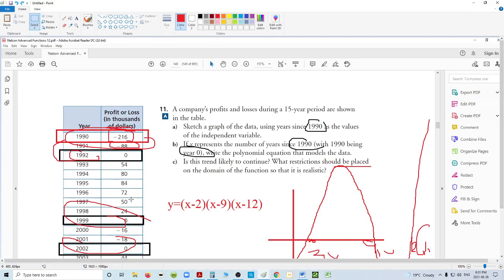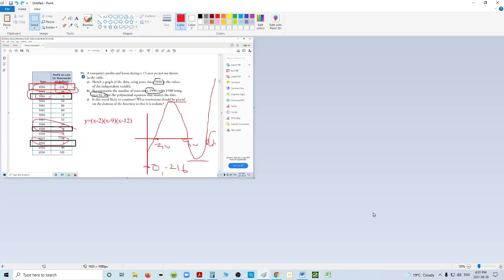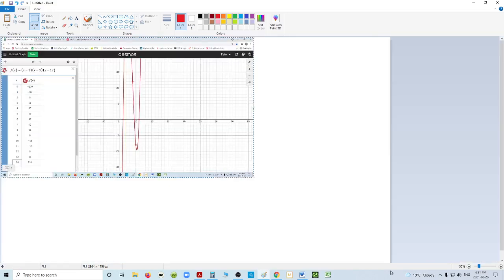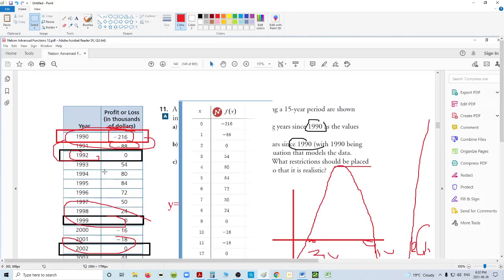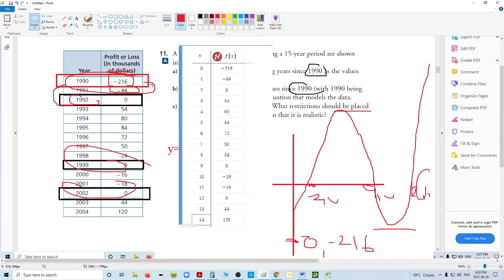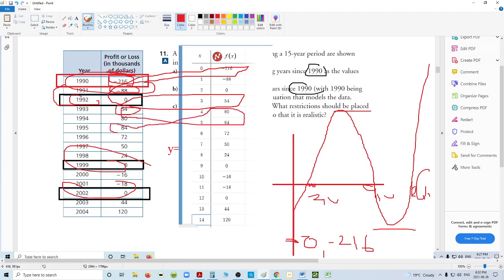I don't know why it won't let me. I think because I don't have enough room, so I'll just try to do it like this. Yeah, there we go. And sure enough, I'm going to get the same values: 216, minus 88, 0, 54, 80, 84, 72, 50, the exact same values.